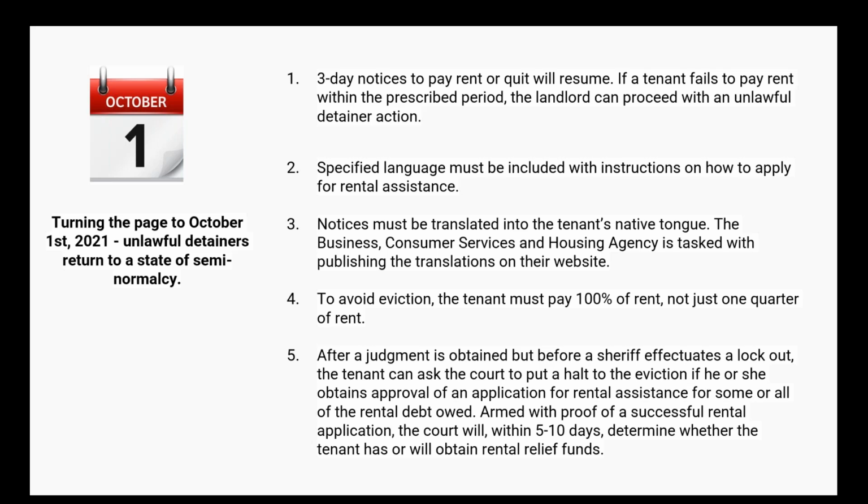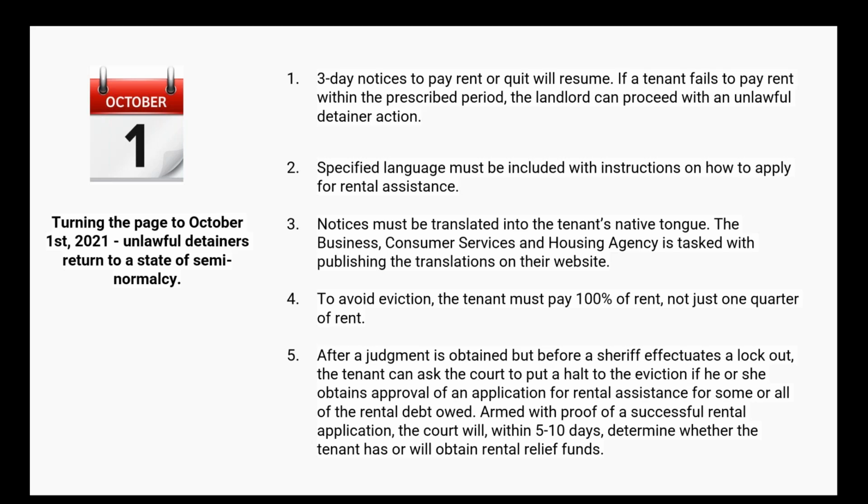October 1st. October 1st right now is the core date that we are looking at, because on October 1st, things become more consistent with what our memory has been from the past. Currently, we're in that 15-day notice to pay rent or quit world. But as of October 1st, assuming the law has not been extended, 3-day notices to pay rent or quit will resume.